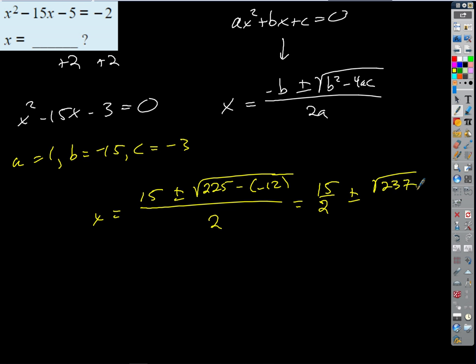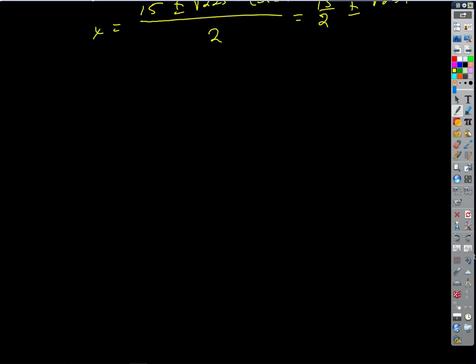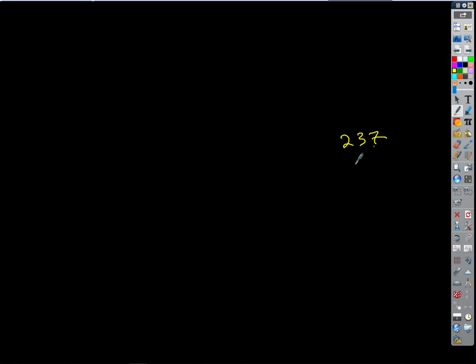237. Are we going to be able to simplify that radical? 237, it's probably prime. I can't think of anything that goes into it. Well, actually, I guess 3 does, doesn't it? Maybe. We should see. How do I know it's divisible by 3? If I add the digits together, 2 plus 3 is 5, plus 7 is 12, which is divisible by 3. So I know 3 goes into that.